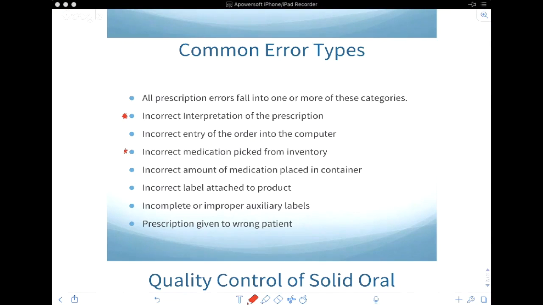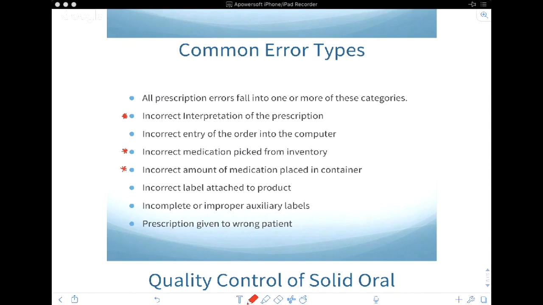Incorrect amount of medication placed in container. That actually happens a lot too. There are automated systems that actually count the tablets, but those still are checked. But there are a lot of times where maybe a tablet misses the bottle and it falls on the floor or things like that. So normally it's a pharmacist's job to double check, but we might fill it, and they can double check it.